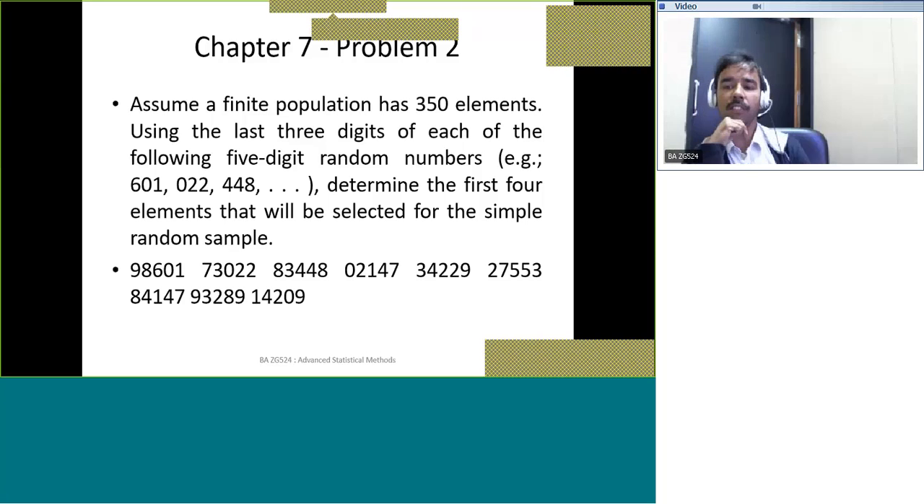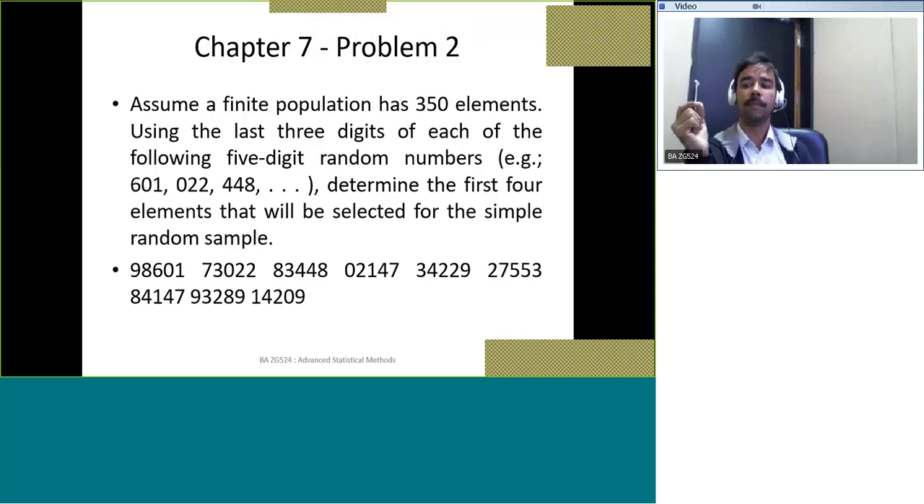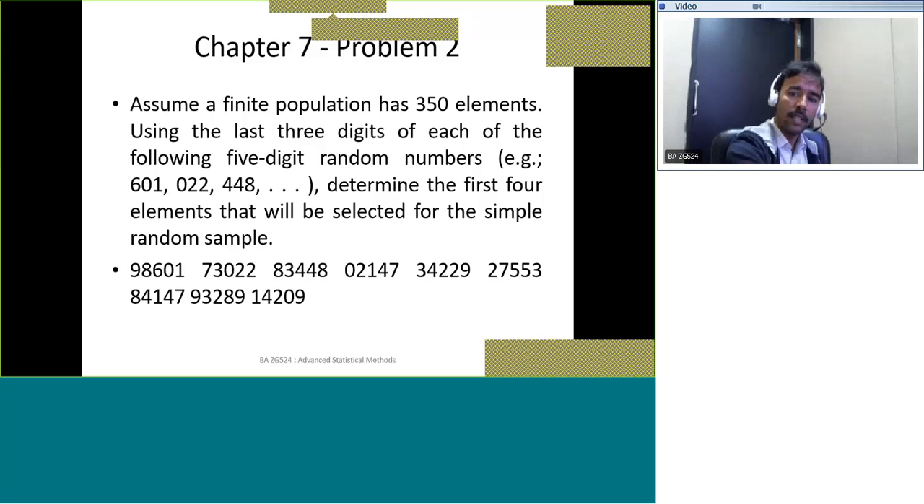Yes. So finally, what will be the sample? 601, discard. 022, include. 448, discard. 147, include. 229, include. 553, discard. 147, discard. 289, include. That is the answer. No need to go for the last one. Thanks for the important suggestion. We'll go to the next question.